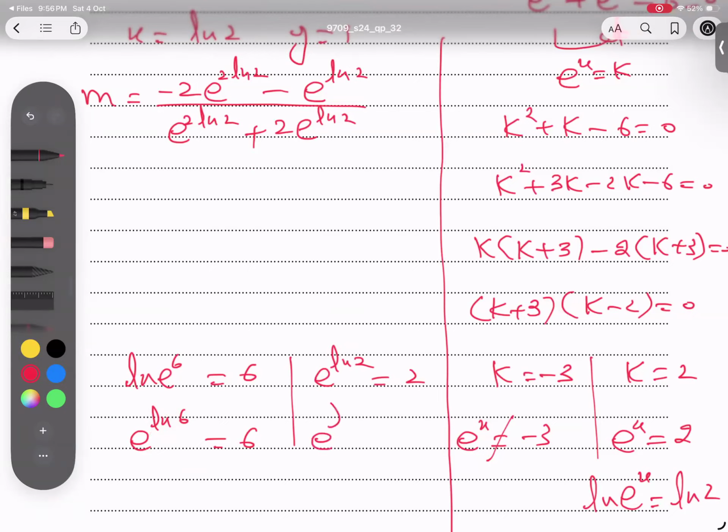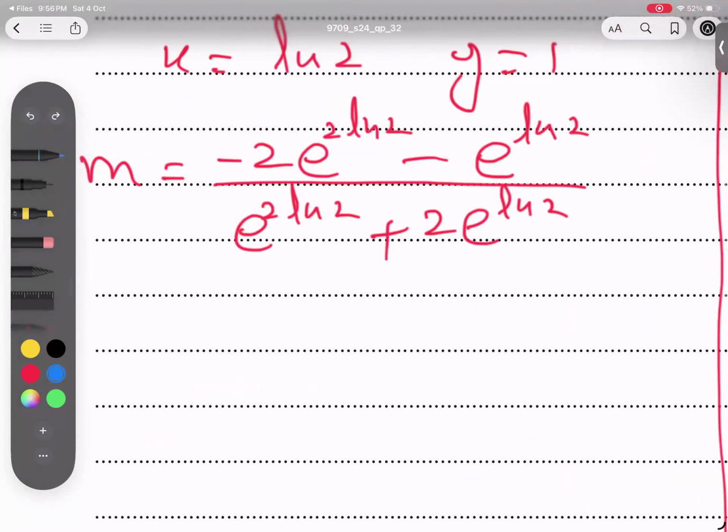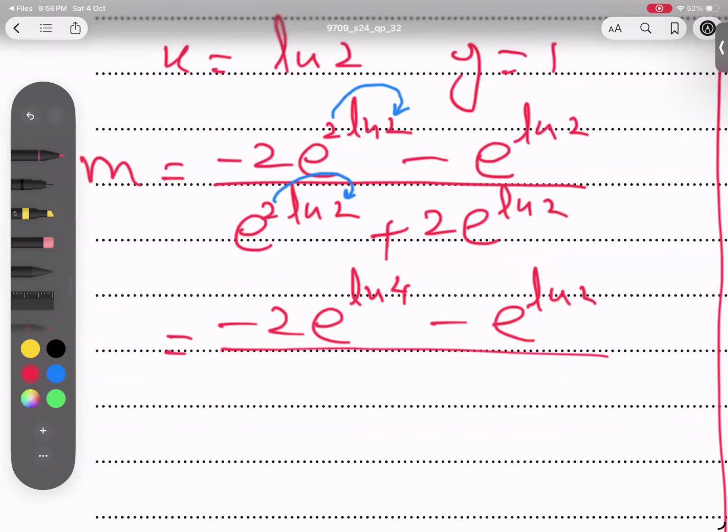So e to power ln 5, what is the answer? 5. But it is only possible if there's no number before the logarithm. But here we have a number before the logarithm. Okay, so how to deal with that? First of all, 2 will go in the power. So when 2 is going to the power, what happens? e to power ln 4. And here, no change. And what about the denominator? e to power ln 4, and this is the same as it is.